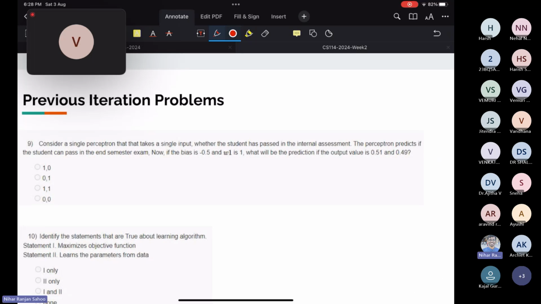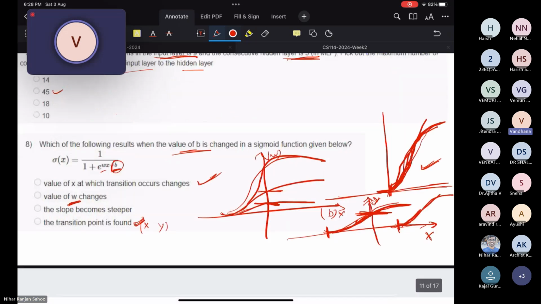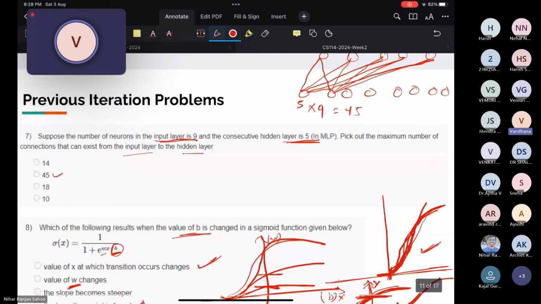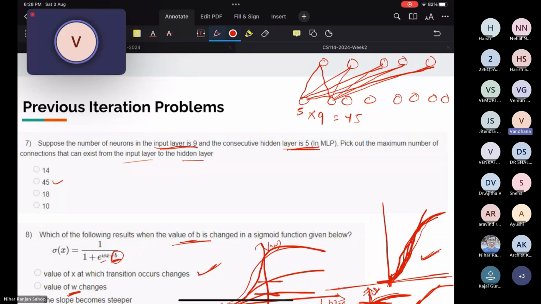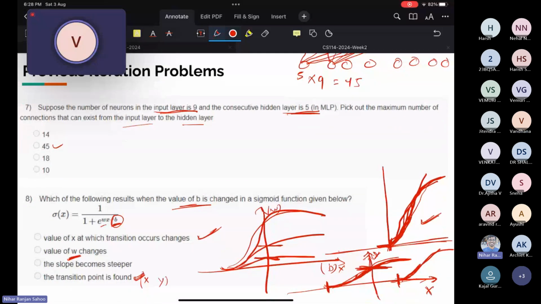Consider a single perceptron that takes a single input. You are saying we can see on Google? You mean in Google Colab with coding? No, just Google search. Just type plot for 1 by 1 plus e to the power minus x or something. It will give you the plot.